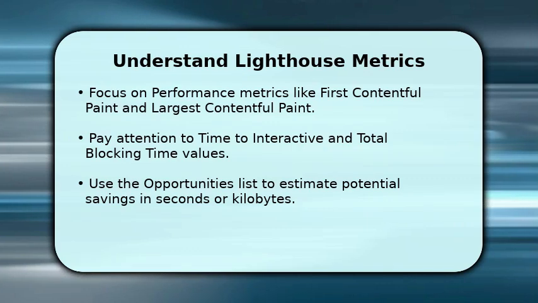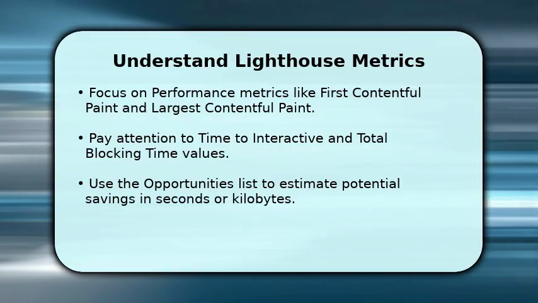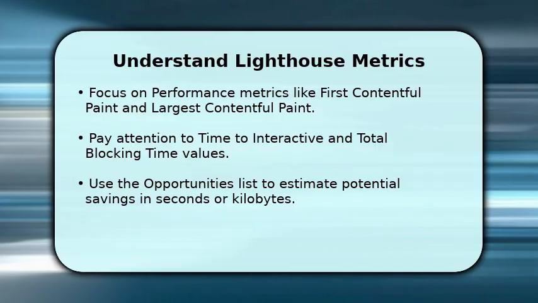Start by reviewing performance scores and their underlying metrics for priorities. Look specifically at first contentful paint and largest contentful paint timings. Check time to interactive and total blocking time to judge interactivity health.